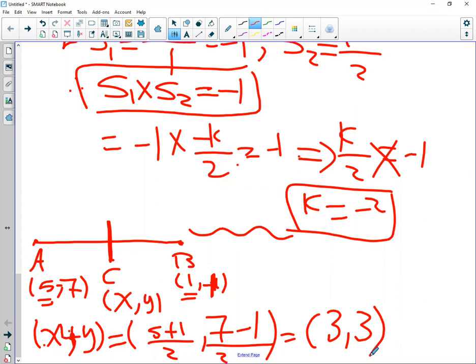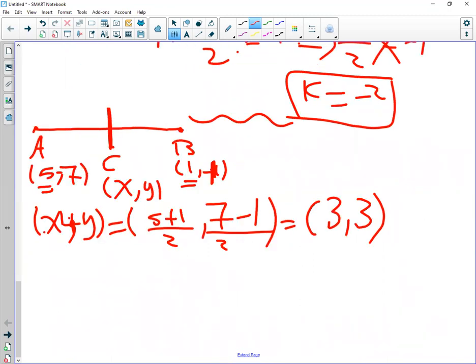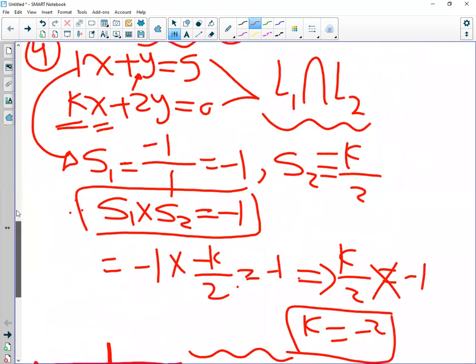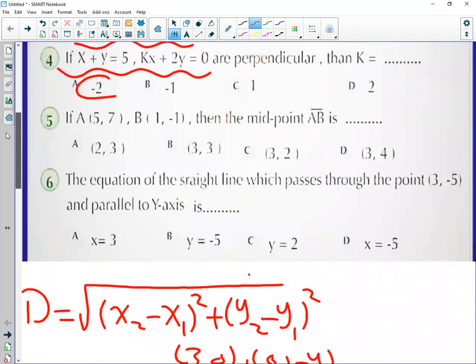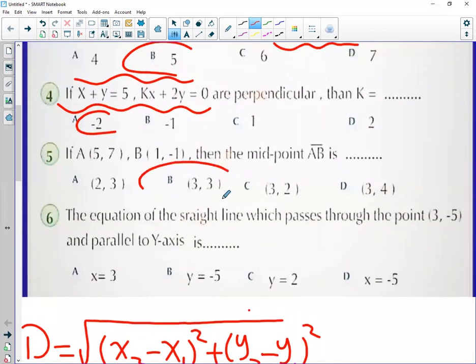7 minus 1 equals 6. 6 divided by 2, sorry, 6 divided by 2 equals 3. So the result is the ordered pair 3 and 3. Let's choose the ordered pair 3 and 3, letter B. Okay.